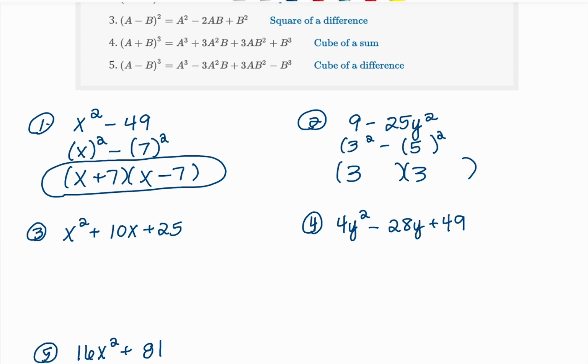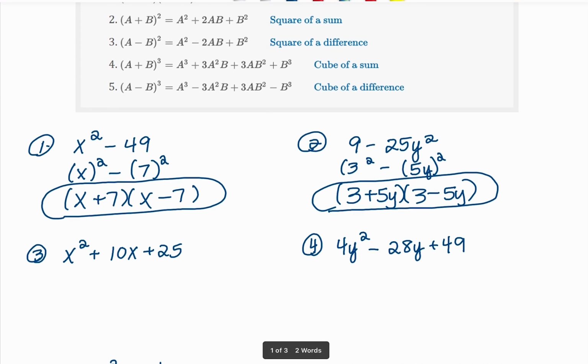Whoops, erase my y there. Let me put that back. Okay, so 5y and 5y. You give one a plus, you give one a minus, and you are factored. Okay, so these are pretty easy if you know what to look for.